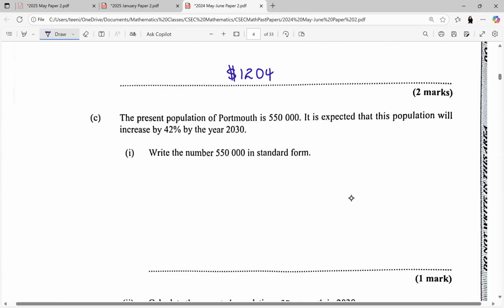Okay. The present population of Portsmouth is 550,000. It is expected that this population will increase by 42% by the year 2030. Write the number 550,000 in standard form. Guys, do you know how to do that? How to write 550,000 in standard form? Josh, I know you are doing that in school right now.